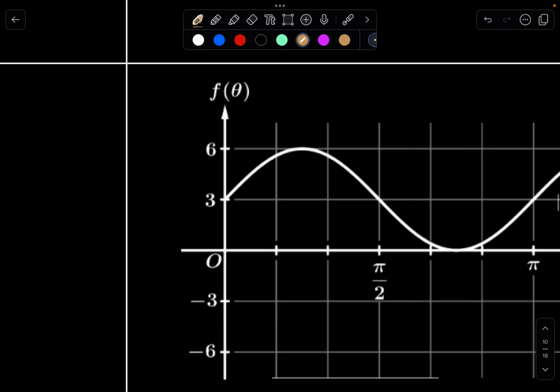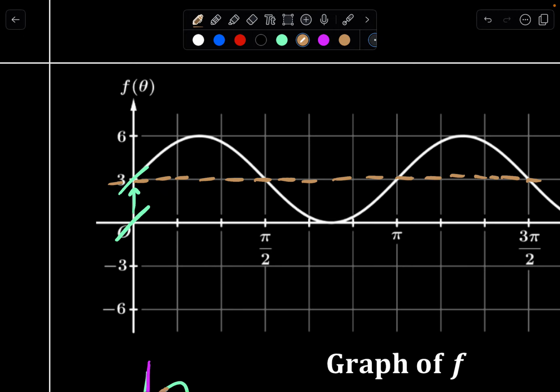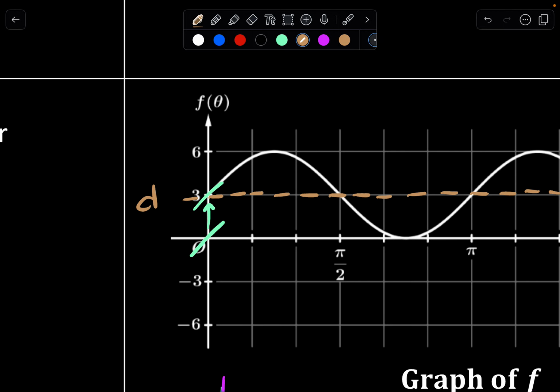And we can see that relationship here as well, but instead of it going through the origin, we can see that it was pulled upward by 3 units, okay? And that is where your midline will be. You can find your midline just by looking at the sinusoidal curve and then slicing it directly in half, right? And that will be your D value as well.